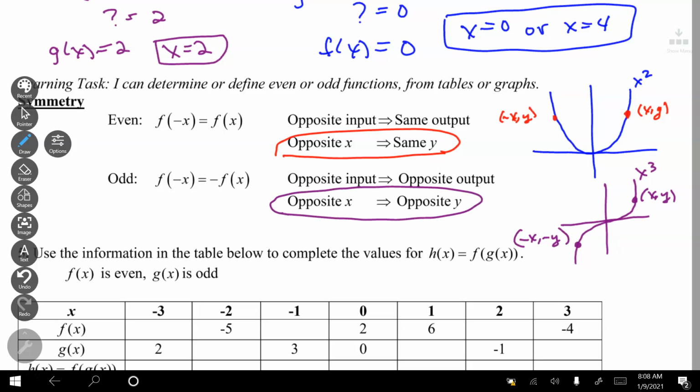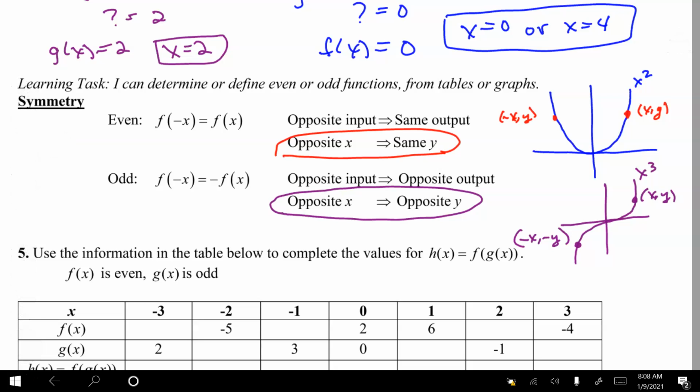So when something is odd, that is when I have opposite x's, I have opposite y's. Okay, that's very important to understanding the difference between even and odd. Even means I don't care if I have a positive x or negative x value, my output or y value would be exactly the same. And an odd function means that when I have opposite x values, I have opposite y values.